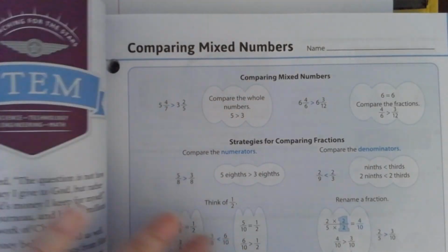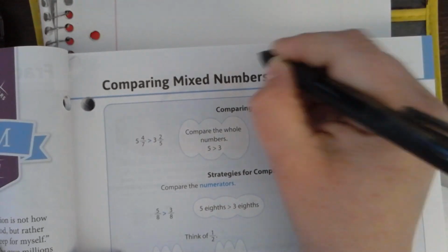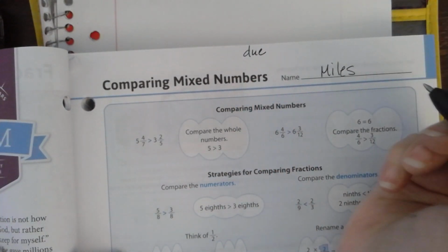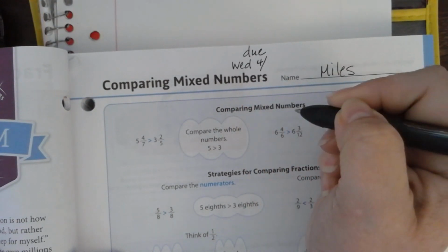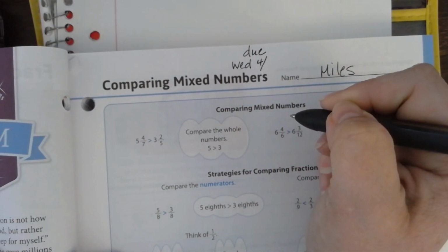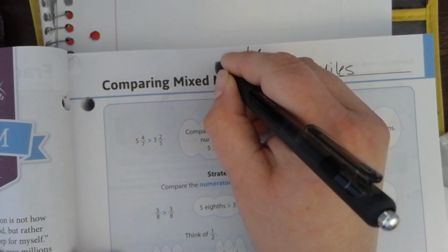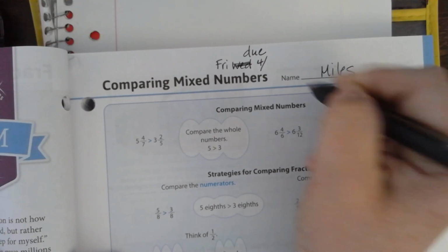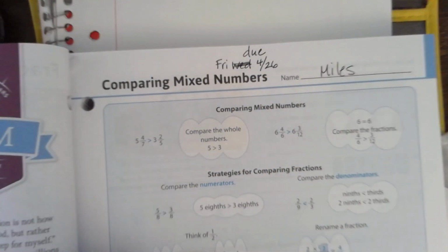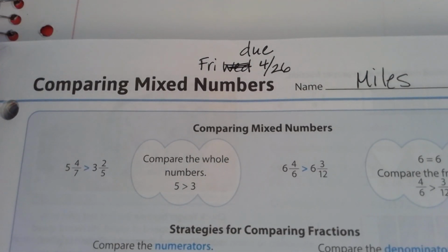Okay. So let's go ahead and put our name up here, page 109. And we're going to say this is due Wednesday, April 28. Oh, wait, no, today is Wednesday. This is going to be due Friday, April 25th, 26th. Okay? Sorry. All right, everybody.